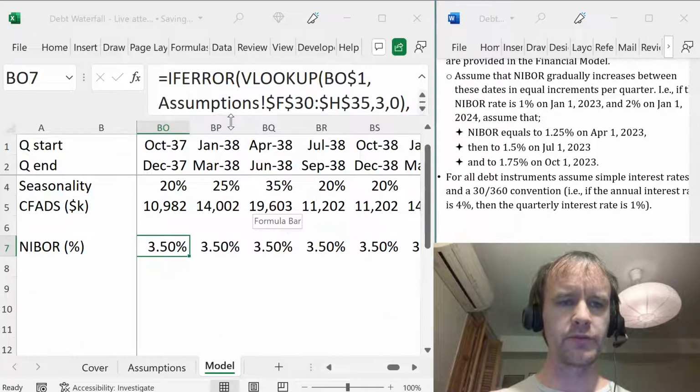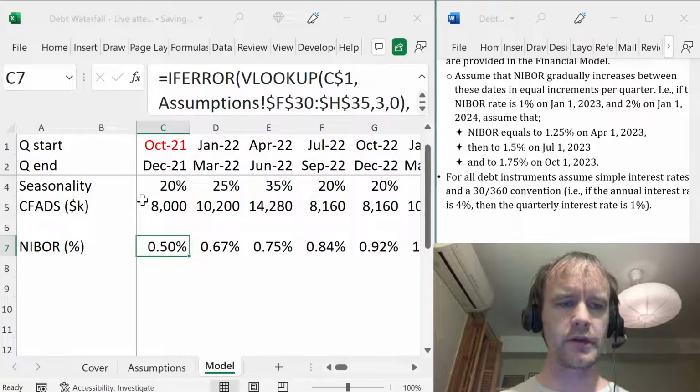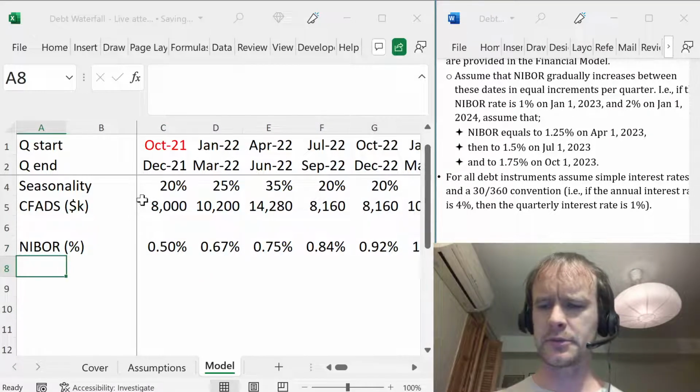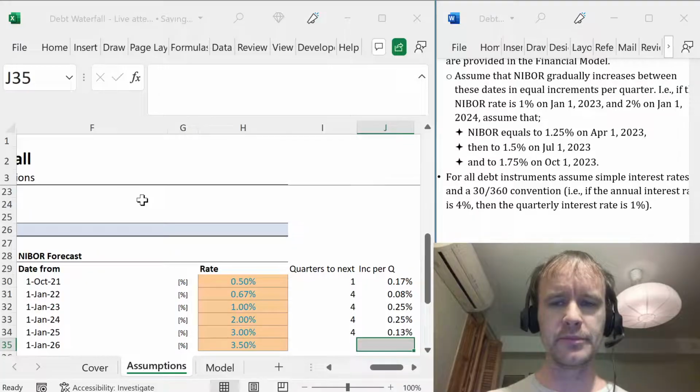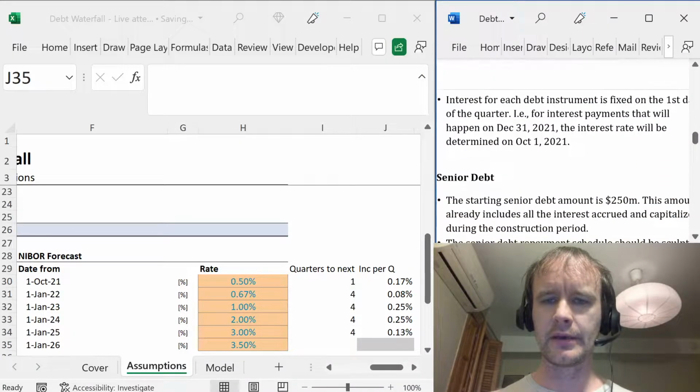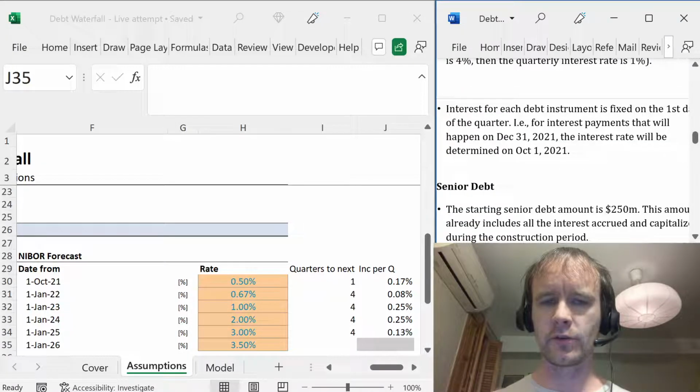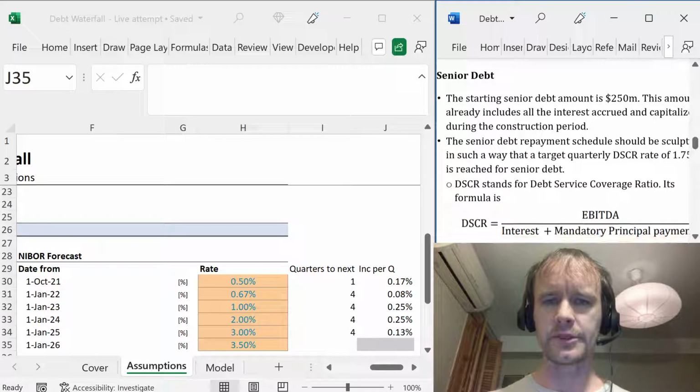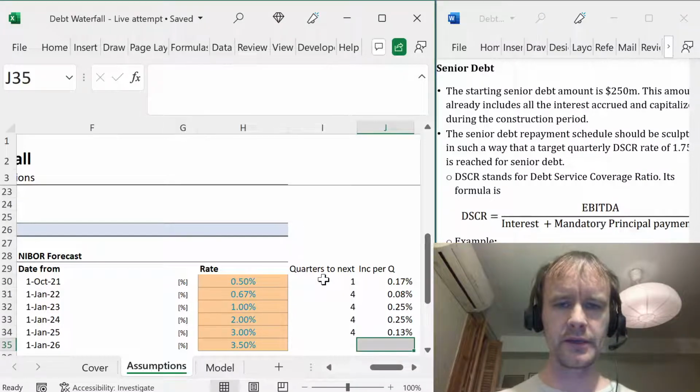Realizing that if I explain all my formulas this much, this is going to take me a very long time, but I guess that's what I'm supposed to be doing. I don't know. TBD. So anyway, we've modeled NIBOR, so hooray for that. Let's move on. Interest for each debt instrument is fixed on the first day of the quarter. That's fine. Okay, so now we can model senior debt. So let's get on with that.